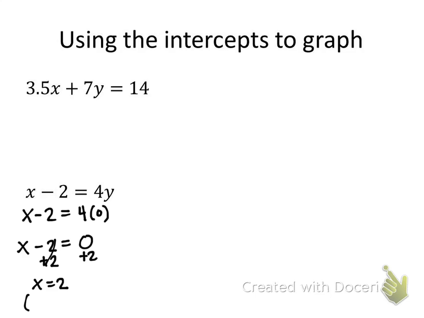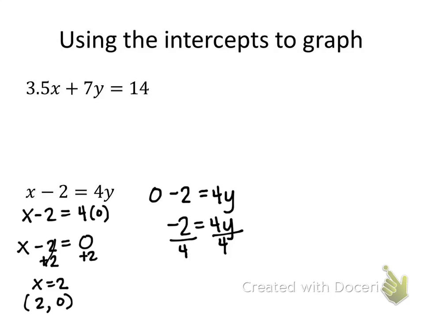Now let's write that as an ordered pair. (2, 0). Don't forget to plug in the 0 for y. And now I'm going to find my y-intercept. I'm going to plug in 0 for x. What's 0 minus 2? Negative 2. Then I got to get y by itself, so I divide both sides by 4. What is y going to be? Negative 1/2. You say, oh my goodness, we have a fraction. That's okay. We can deal with a fraction. I can make a graph that has a fraction in it. What did I plug in for x? 0. My y value is negative 1/2.